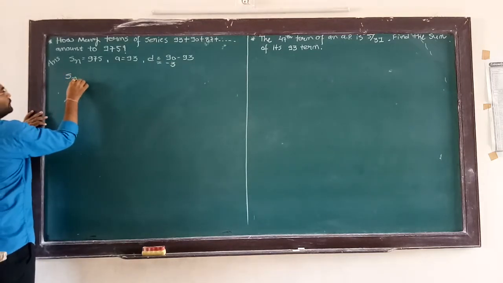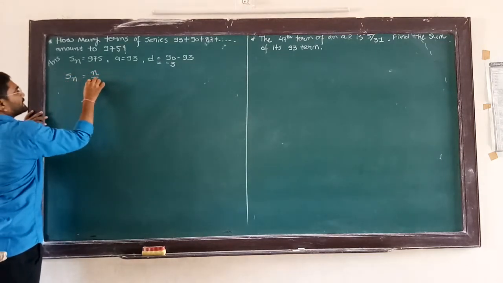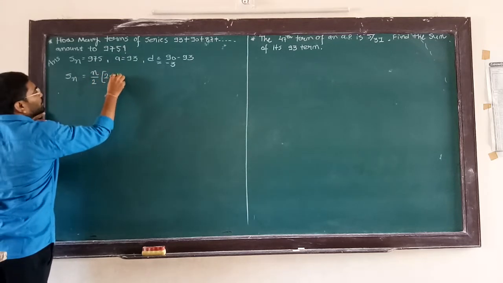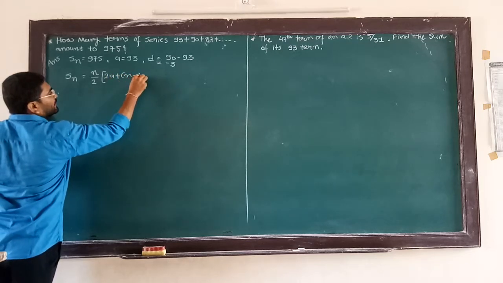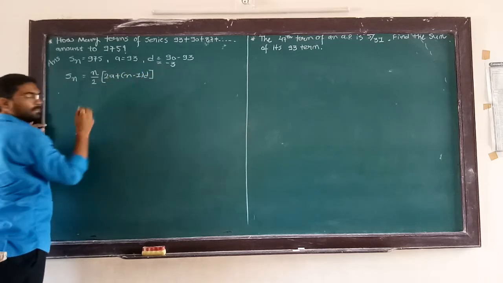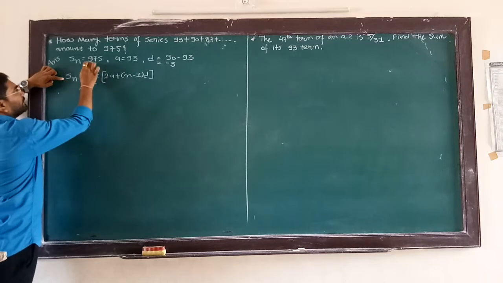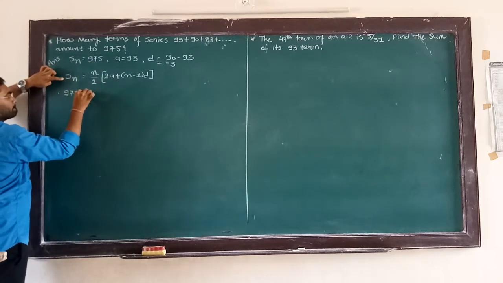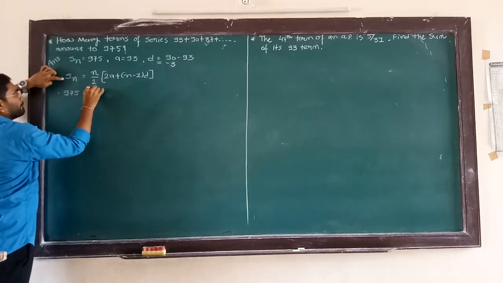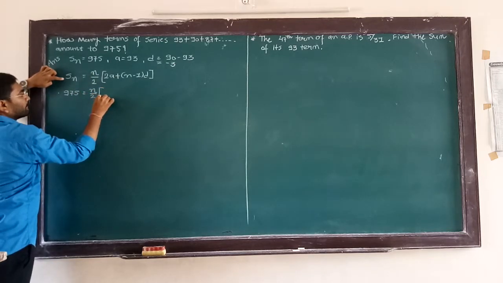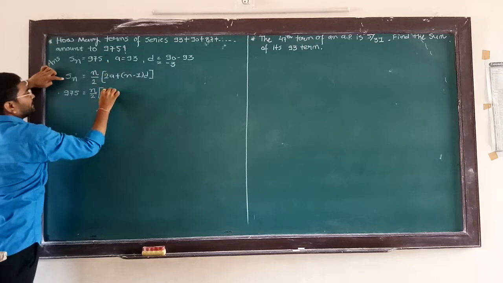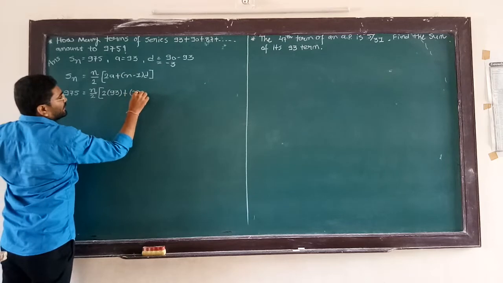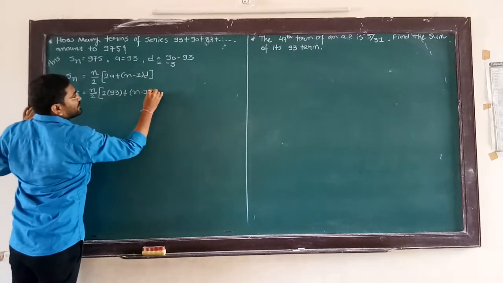Now the formula: Sn is equal to n upon 2 into (2a plus (n minus 1)d). Here Sn is given, 975. N is not given. A is given, 93. N is not given, n minus 1. D is given, minus 3.